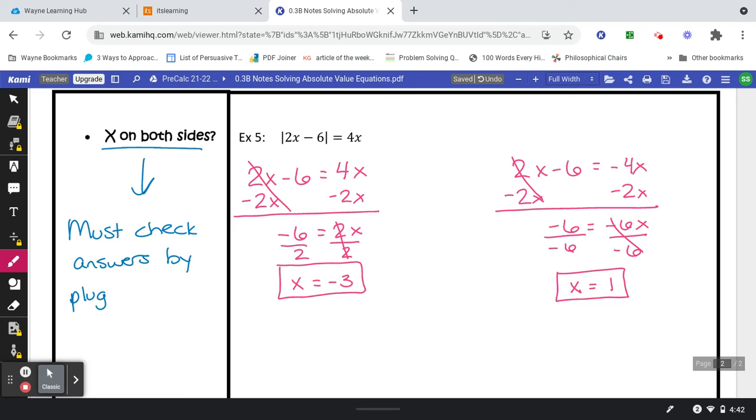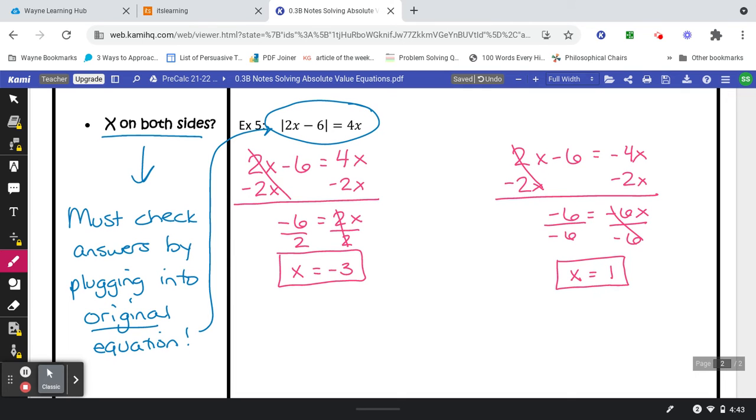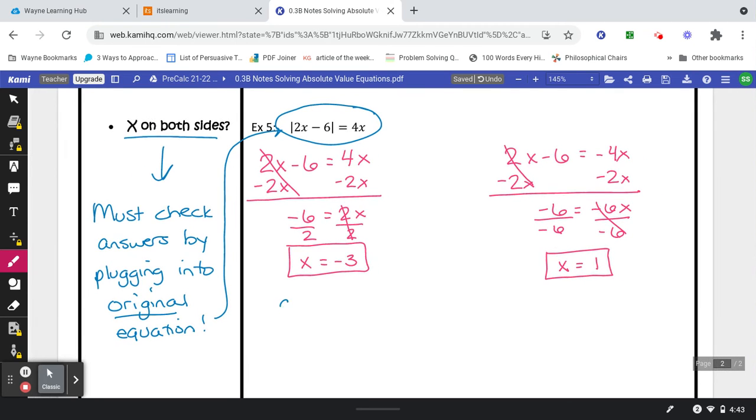by plugging into, and this is important, the original equation. It has to be the original equation. What I mean by that is this right here. You have to plug it back in there. We'll check each one of these individually.